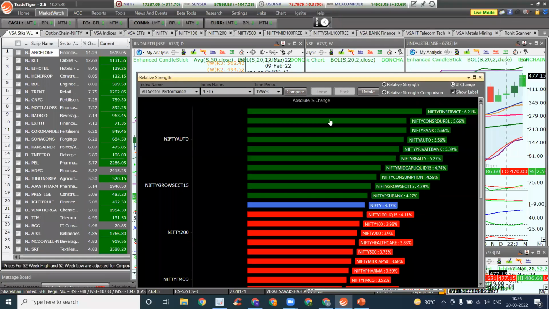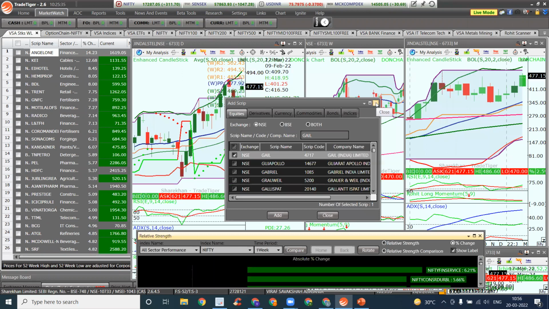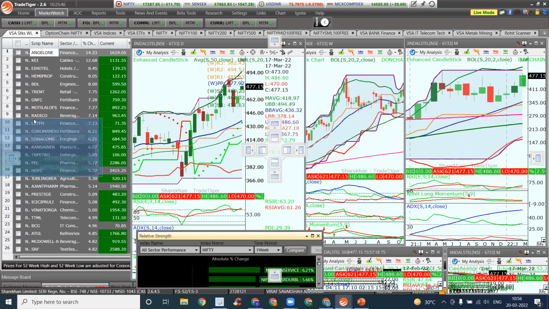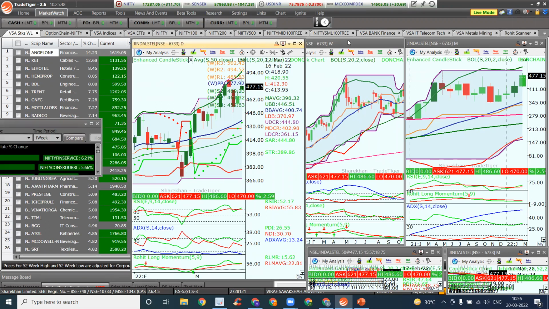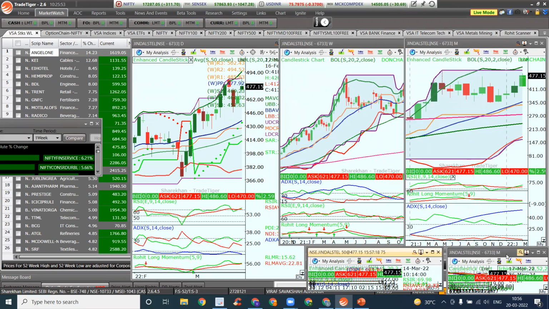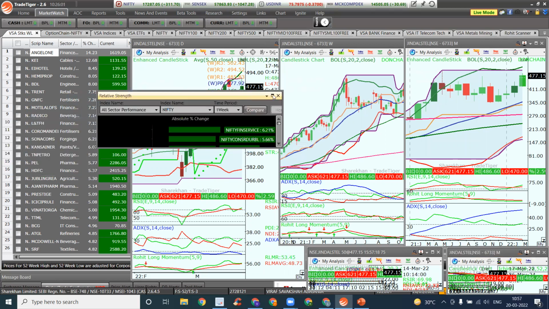Now this is my setup which I use on a daily basis. I study the stocks, the percentage gain and loss. Then I have multiple setups: day, weekly, monthly, and then my hourly charts. And there is something called Ichimoku. These are the setups which I see before I talk about a particular stock. So let's see the sectors.